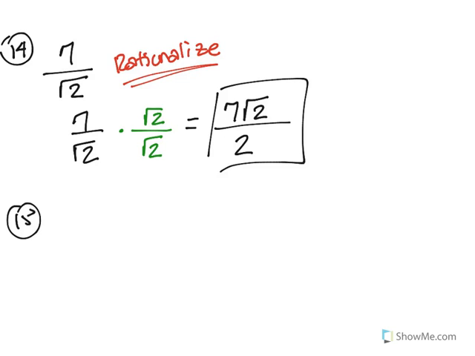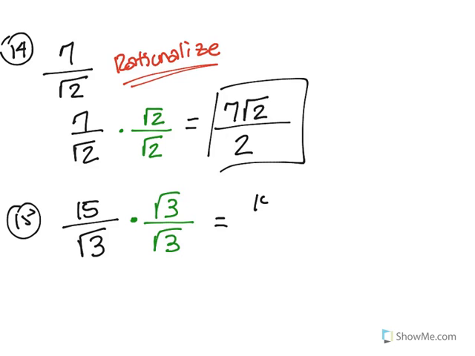What if we had 15 over the square root of 3? How do we get rid of the square root of 3? Multiply by square root of 3. So on top, that would give us 15 square roots of 3 over who? 3. Are you finished on this one, though?